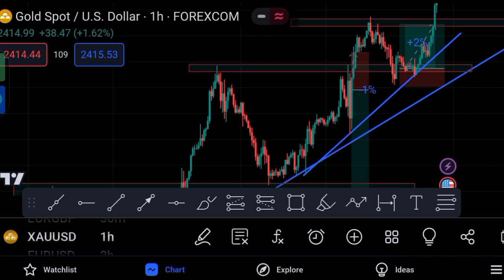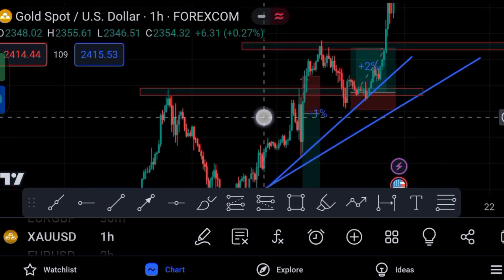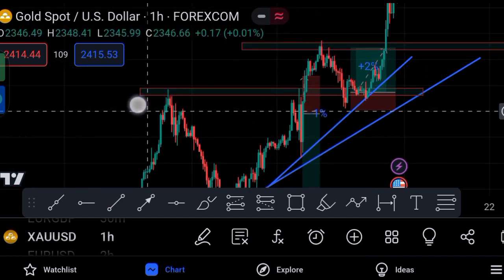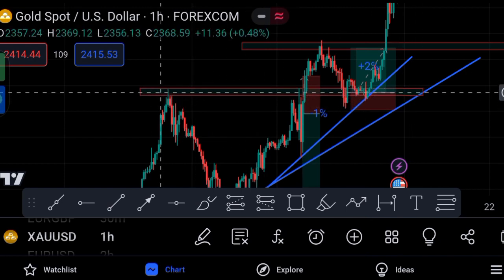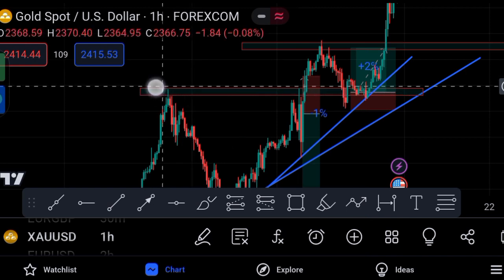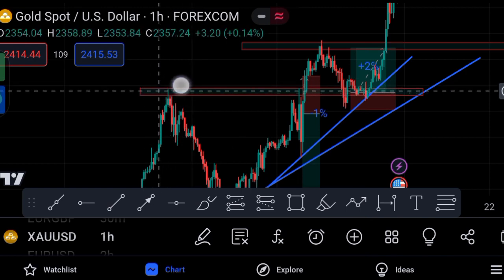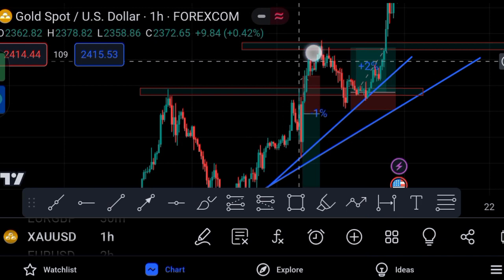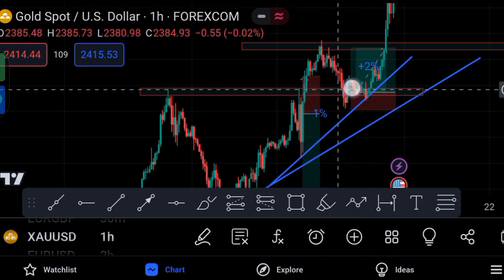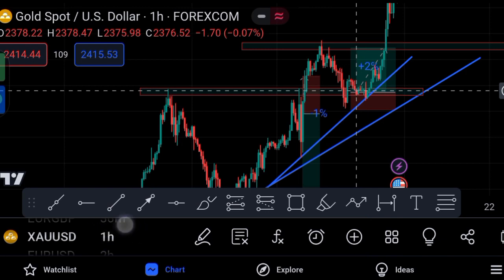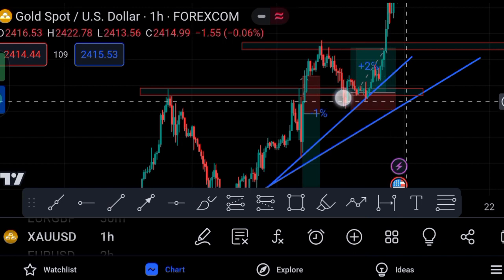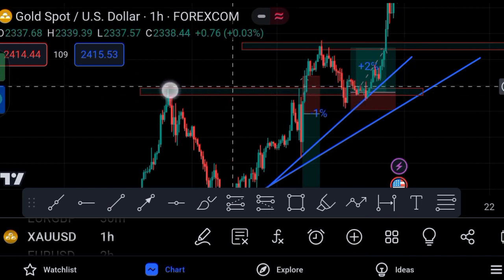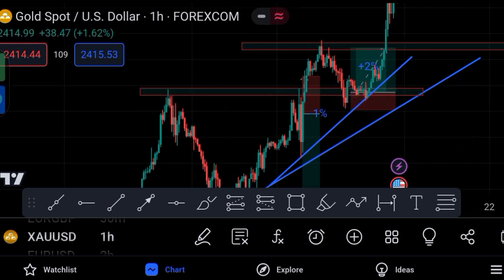After it broke that level and went higher, I drew this zone here, because this is a resistance level. I drew this zone and I waited for it to come back and retest that zone, right? As you can see, I'm in the 1 hour time frame. After it broke out, I waited for it to come back and retest this resistance zone, right? So you can see what happened.